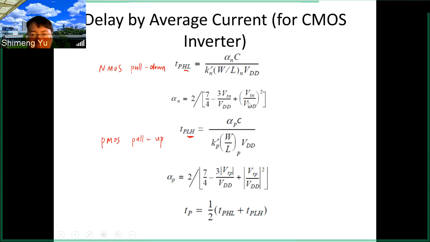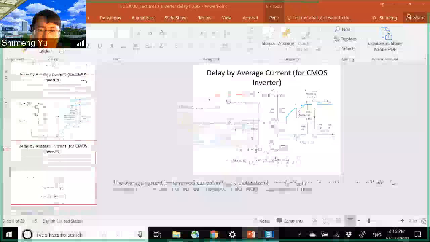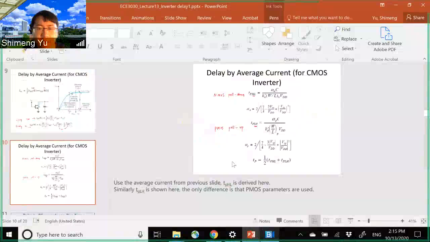So this is a general method to calculate the delay for the CMOS inverter. Any questions? And later we will have one practice on this.